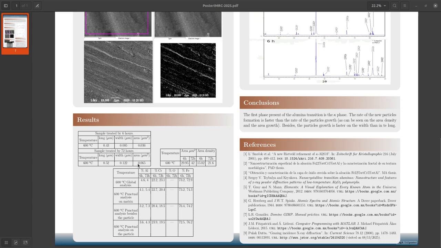So, regarding the results, there is a change in the average area of the particles, almost double, for instance, here. But the principal contribution to this change is made by the growth in width. As we can see here, we can compare the difference in long growth and the difference in width growth. So we can see that the width growth is bigger than the long.